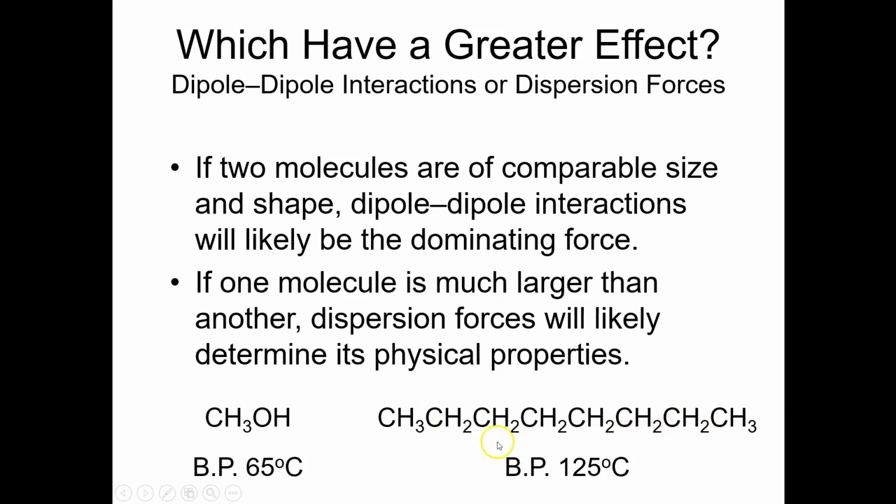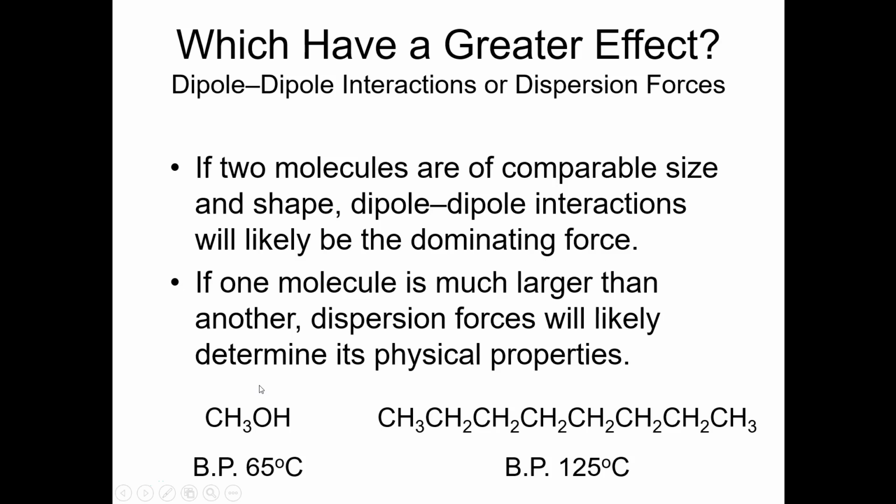Nevertheless, it has a much higher boiling point than the methanol, and the reason is because octane is just so much larger. On an atom per atom basis, the dispersion forces are weaker than hydrogen bonding or dipole interactions. But because this molecule has 8 heavy atoms and this one only has 2, then octane has a much higher boiling point than methanol, because in total its dispersion forces are stronger than the dipole and hydrogen bonding in methanol.